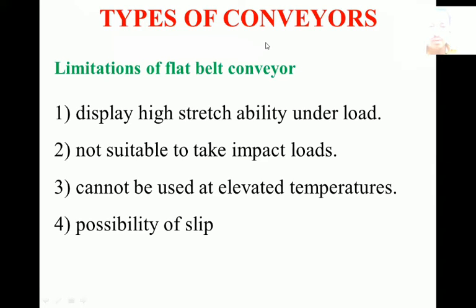Next is the possibility of slip, which was asked by Praneet, I think. This is one of the limitations of this belt conveyor. If the material is loose, there may be a chance of slip on both sides. The material can slip and fall down. So this is also a limitation of the flat belt conveyor. These are the advantages and limitations of the flat belt conveyor.